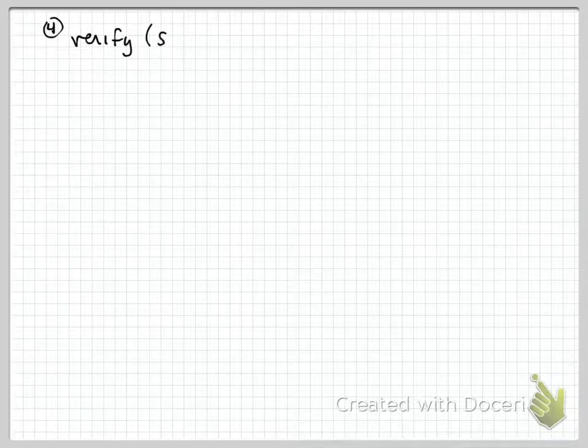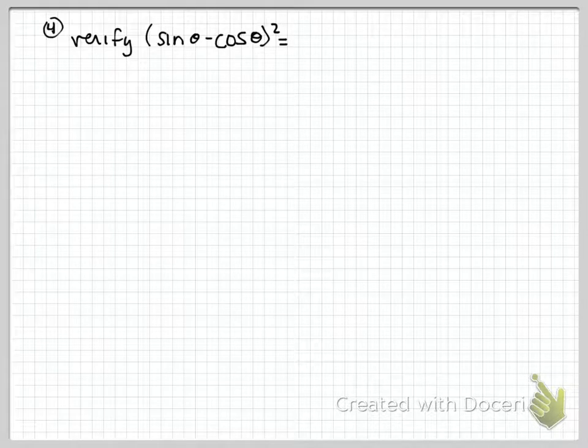Okay, on to example 4. We want to verify an identity. So this is example 4. We want to verify that sine of theta minus the cosine of theta, the quantity squared, equals 1 minus sine of 2 theta.